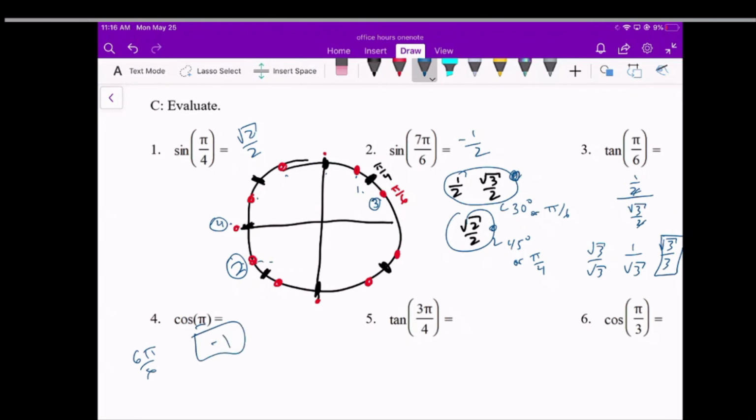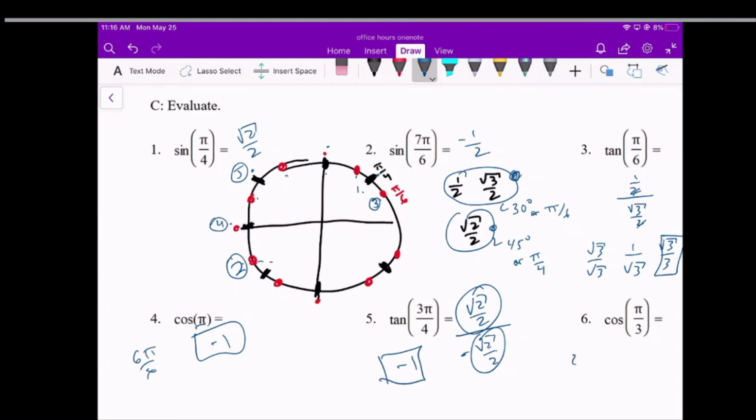3 pi over 4. 3 pi over 4 is going to be this spot right here. I'm just counting by pi over 4. 1 pi over 4, 2 pi over 4, 3 pi over 4. It's right there. Tan is the y-coordinate over the x-coordinate. It's a 45-degree type, so they're both root 2 over 2. Y-coordinate's positive, x-coordinate's negative. Something divided by itself is 1, and there's a negative there, so it's -1 is my final answer.